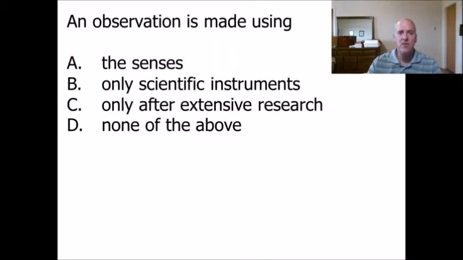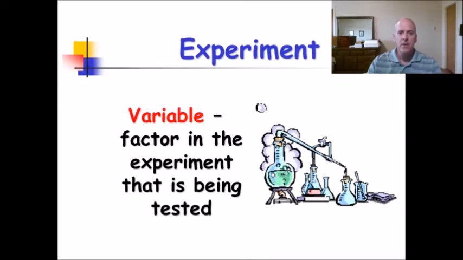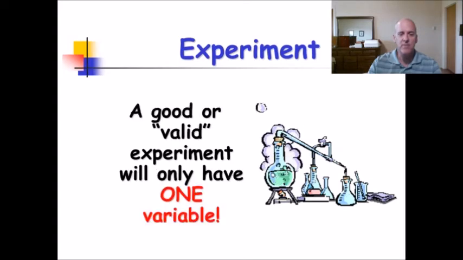Okay, so an observation is made using what? Okay, so with the experiment, we have variables. This is a factor in the experiment that is being tested. This is where things get a little bit confusing. Okay, a good or a valid experiment will only have one variable. You only change one thing.